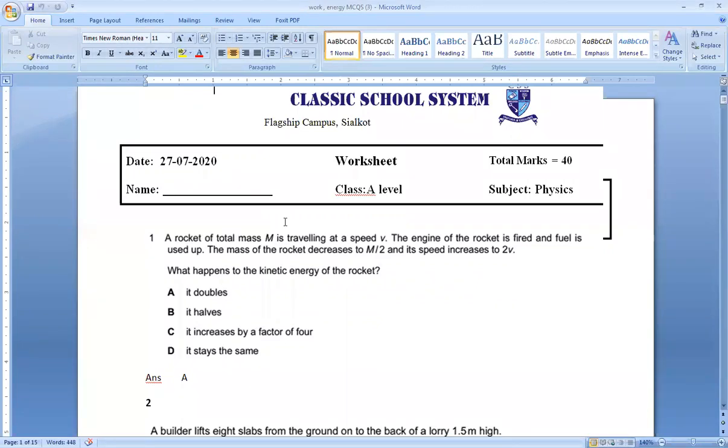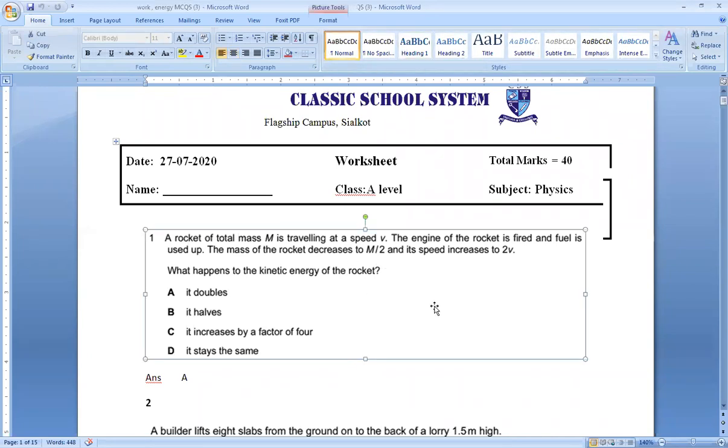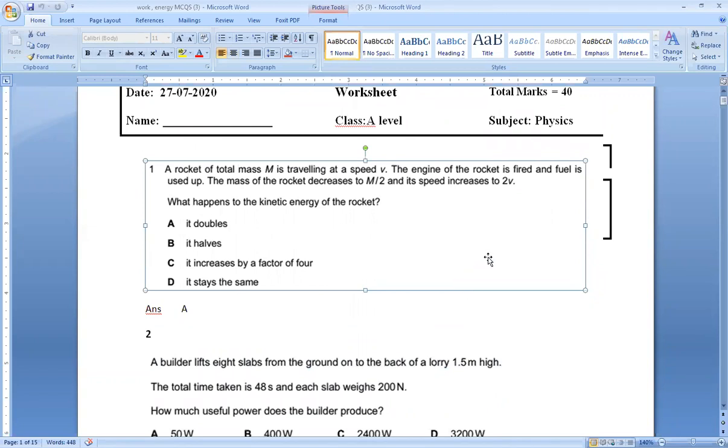Now I'm sharing the worksheet on the screen with you. You can see the worksheet. The first question says, a rocket of total mass m is traveling at a speed v. The engine of the rocket is fired and the fuel is used up. The mass of the rocket decreases to m over 2, and the speed increases to 2v. The speed becomes double. What happens to the kinetic energy?